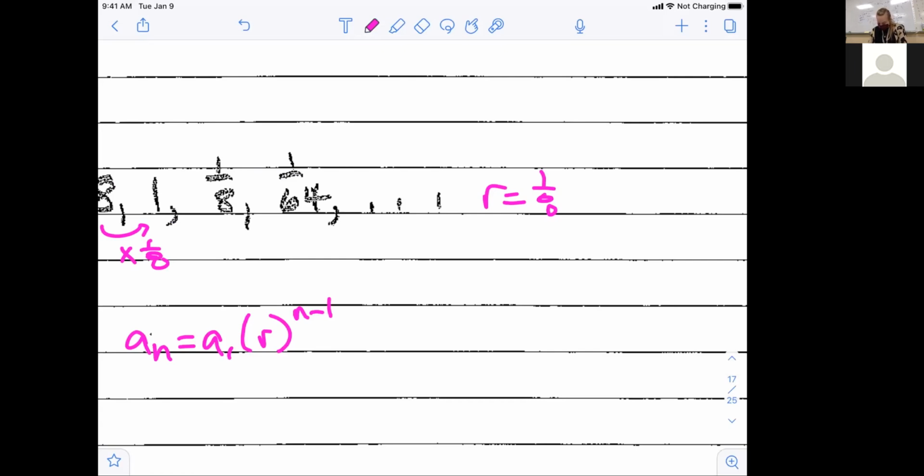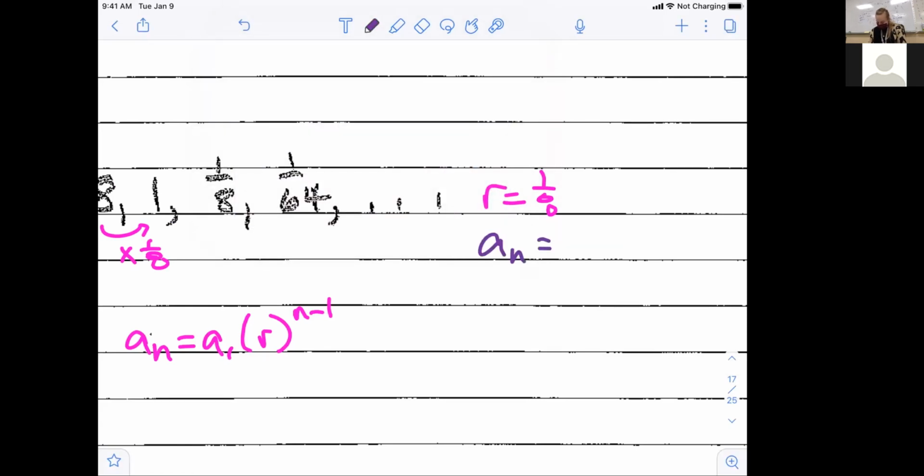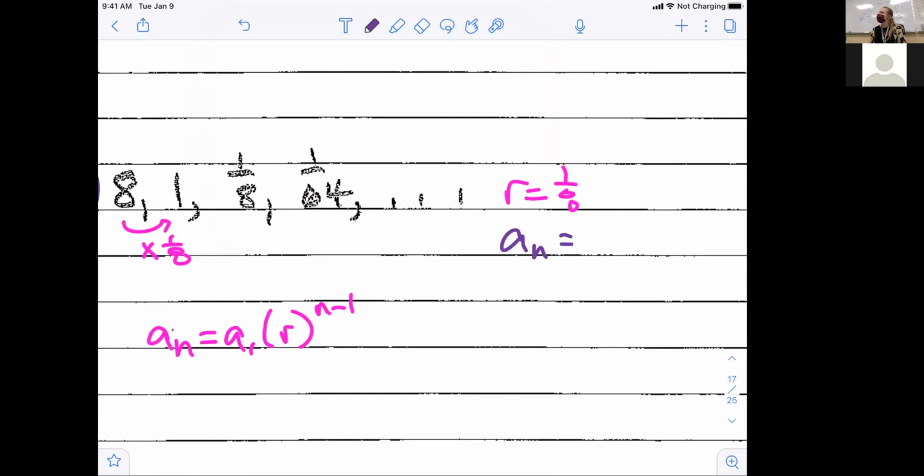And so we just plug in. So a sub n we don't know. A sub 1 is what? What's my first term? 8. Good, my common ratio is 1/8, and I raise that to the n minus 1. And then the last thing says find the 8th term. So I'm going to do a sub 8 equals 8 times 1/8 raised to the 8 minus 1. Oh, there's a lot of 8s in this problem.